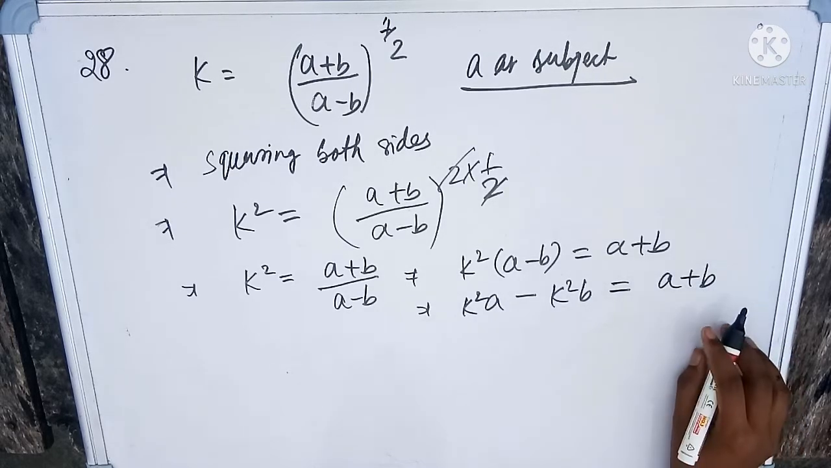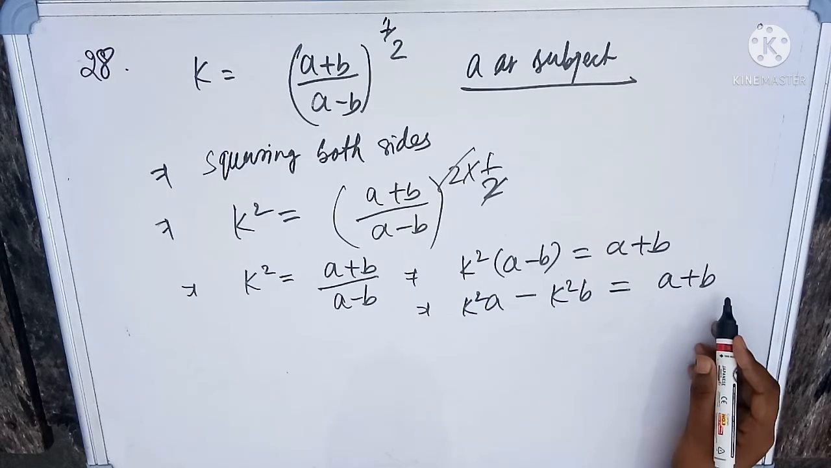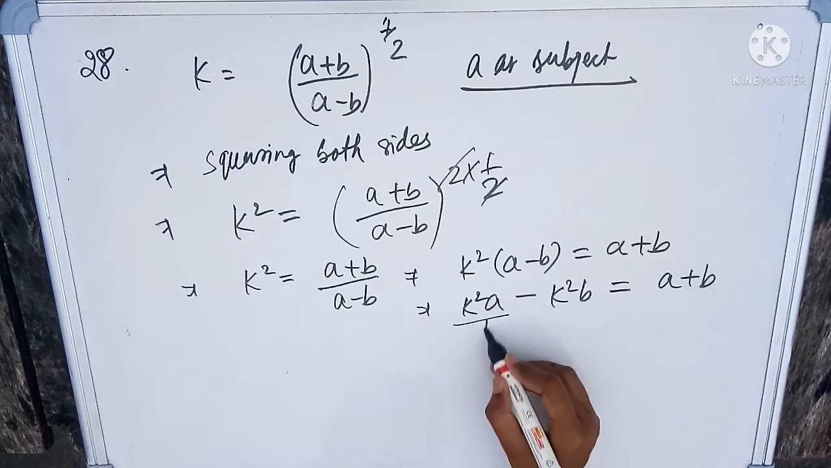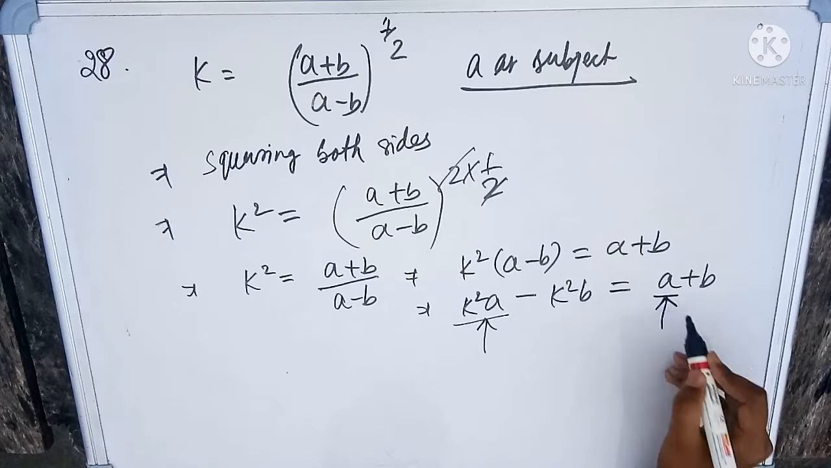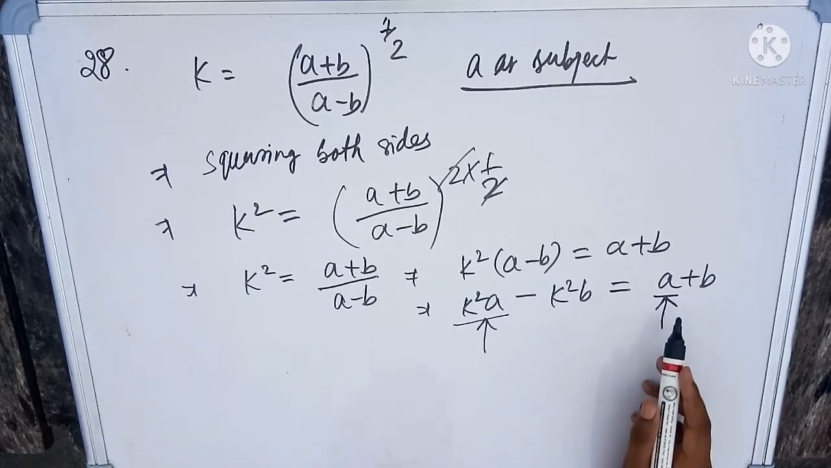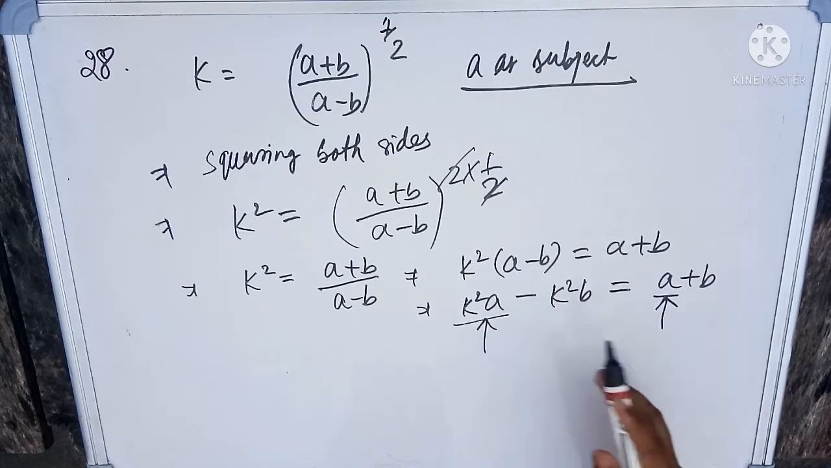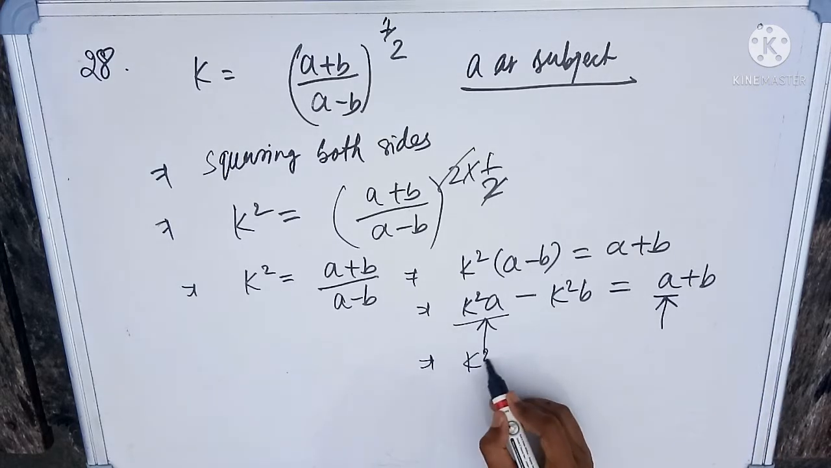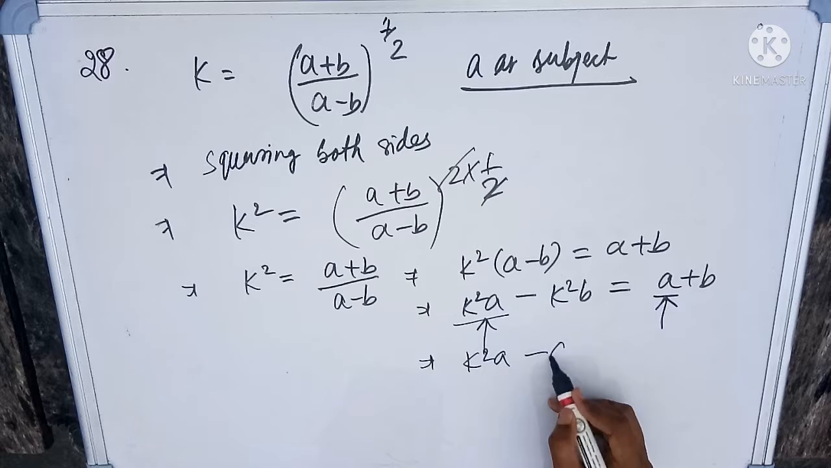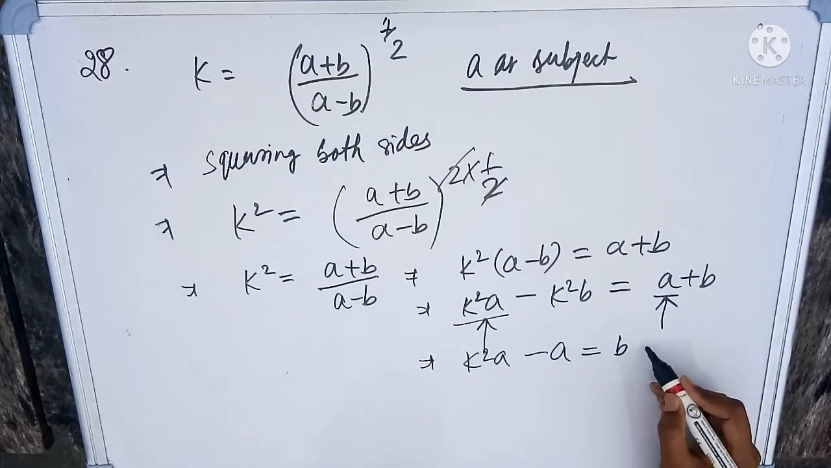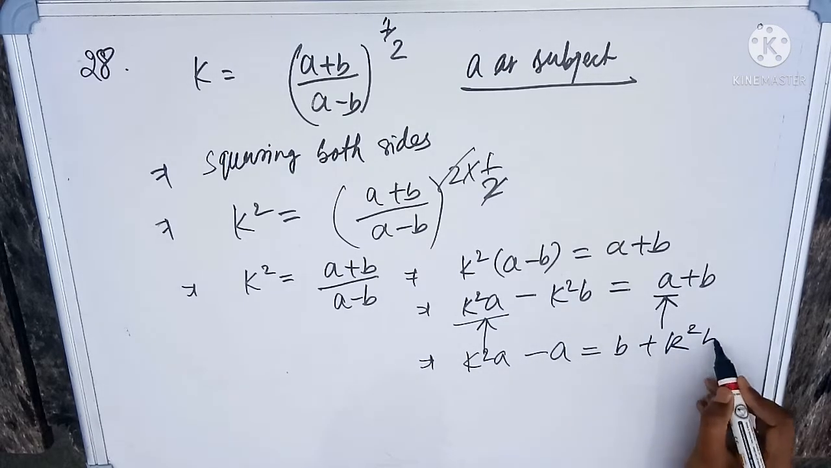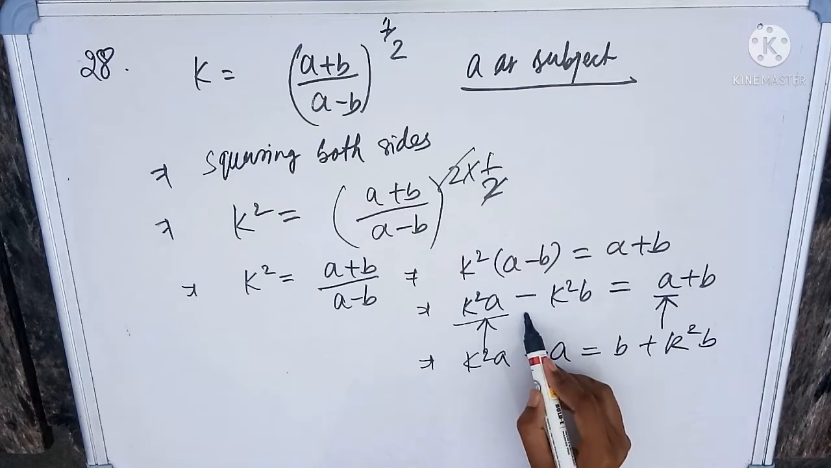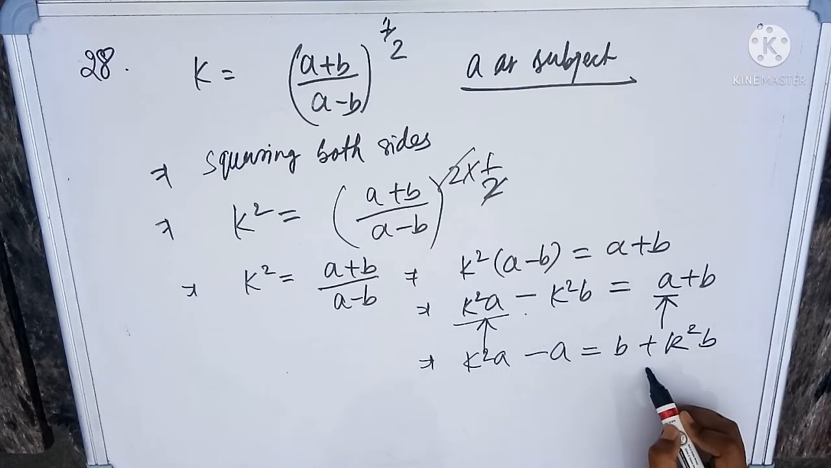Now here you can observe that we have 4 terms, and from these 4 terms we have 2 terms having the value a. So we will keep all the terms of a on one side, and the rest of the terms we will transfer to the other side. So here we have k square a minus a, and here is equal to b plus k square b. Because here we have negative, so here we change it into the positive sign.